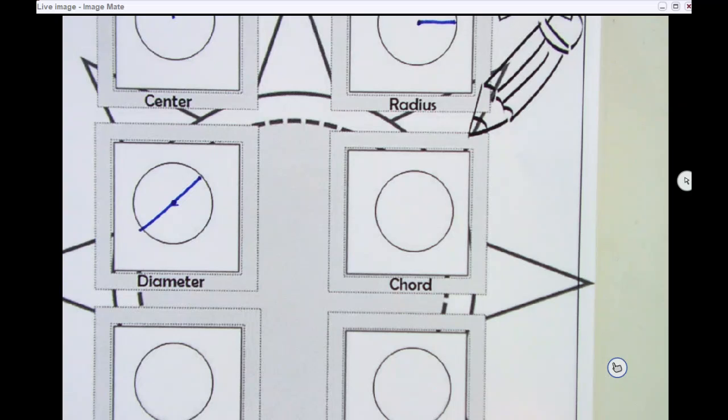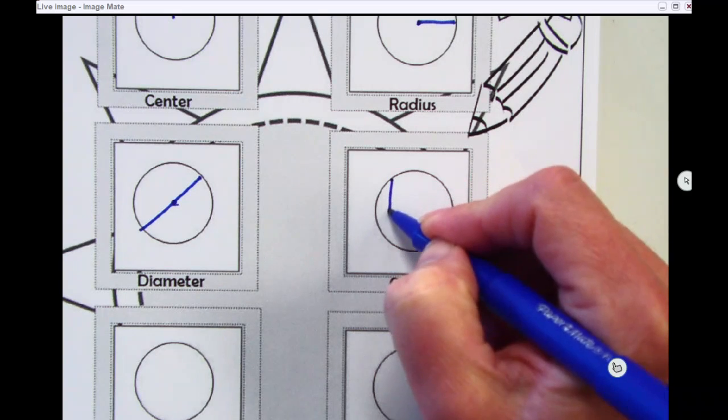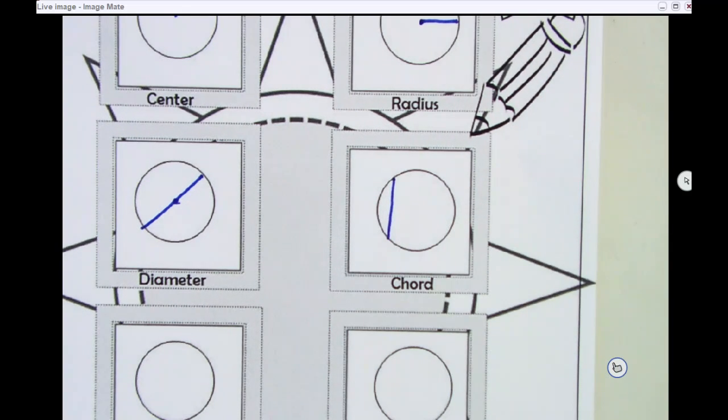A chord. Anybody know what a chord is? Okay, I thought there might be a couple of new ones. It is a line segment that goes from a side of a circle to the side of a circle, but it's not the diameter.